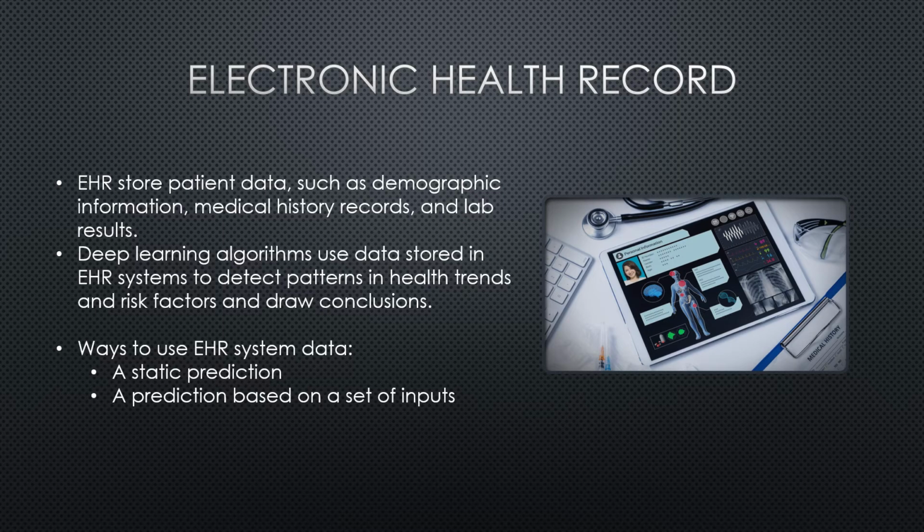Researchers can use data in EHR systems to create deep learning models that will predict the likelihood of certain health-related outcomes, such as the probability that a patient will contract a disease. There are two ways to use EHR systems data. First, a static prediction. Static predictions tell us the likelihood of an event based on a dataset researchers feed into the system and code embeddings from ICD, which is the International Statistical Classification of Diseases.